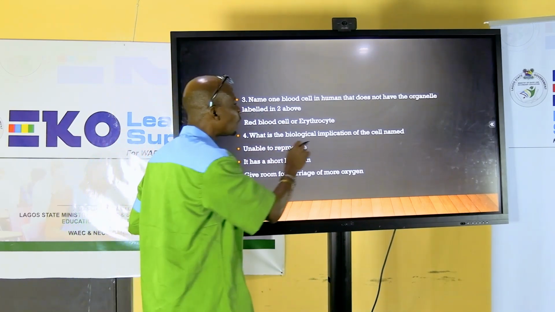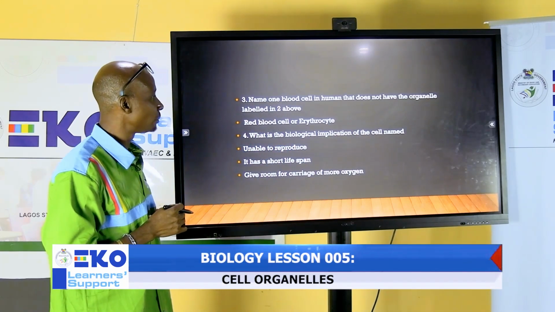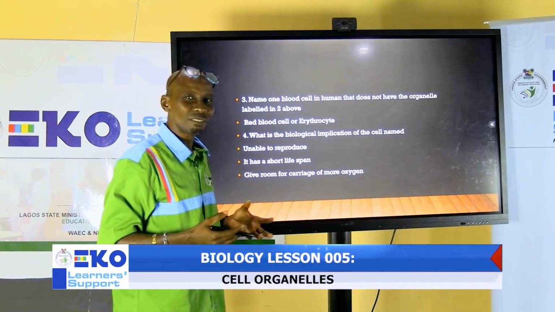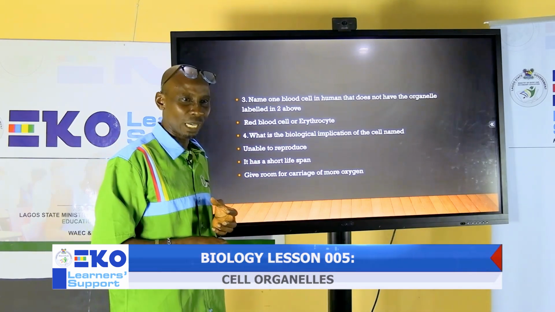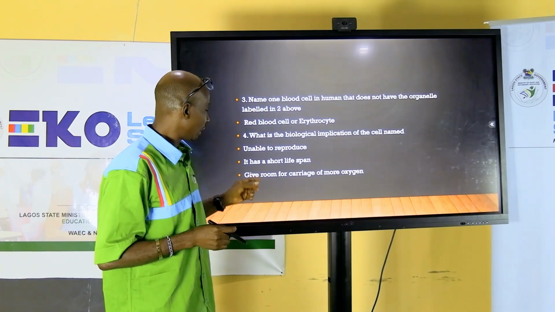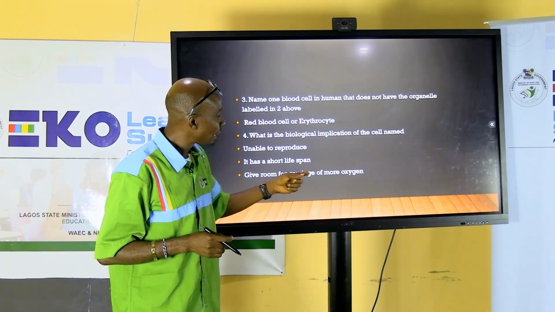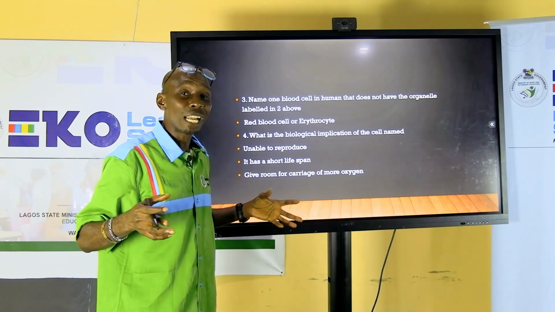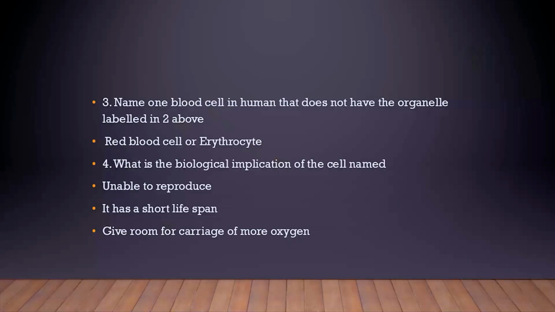The next one is, what is the biological implication of the missing organelle? That means if that part, the nucleus, is missing from that cell, what will happen to the cell? Number one, the cell will not be able to reproduce because the nucleus initiates reproduction in the cell. That means the cell will also have a short lifespan. That is why the red blood cell has a short lifespan. Then it gives room for carriage of more oxygen. Because the nucleus is missing, it allows the red blood cell to carry oxygen, because one of the major functions of red blood cell is to carry oxygen to every part of the body.